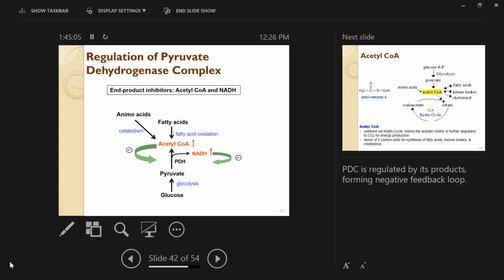And the other thing I want to mention, which we'll talk about many times, is that acetyl-CoA can also be generated from fatty acid oxidation and amino acid oxidation. So acetyl-CoA again is the key intermediate that connects all three macronutrient metabolisms.